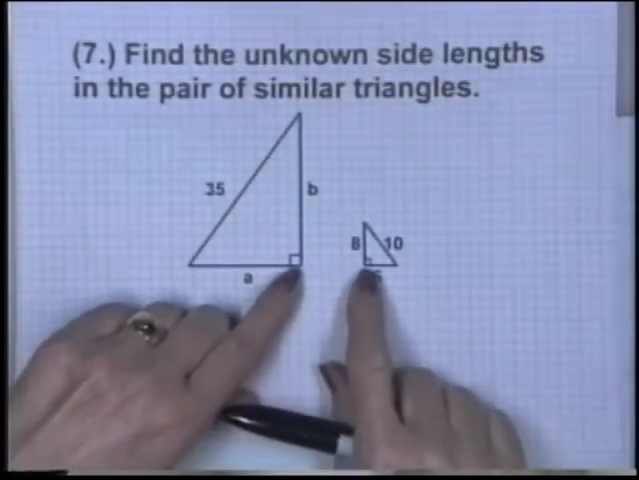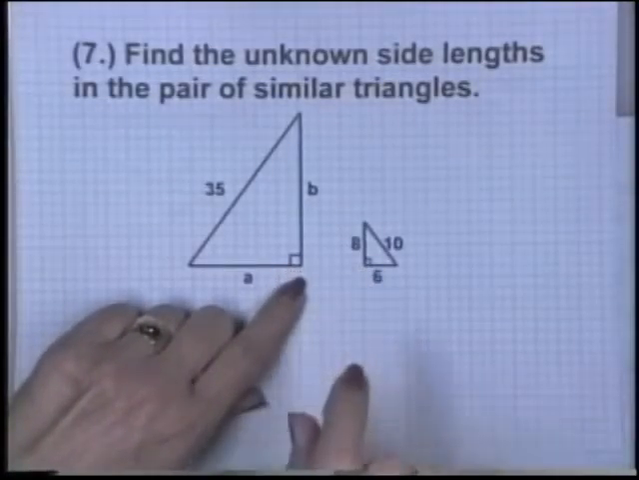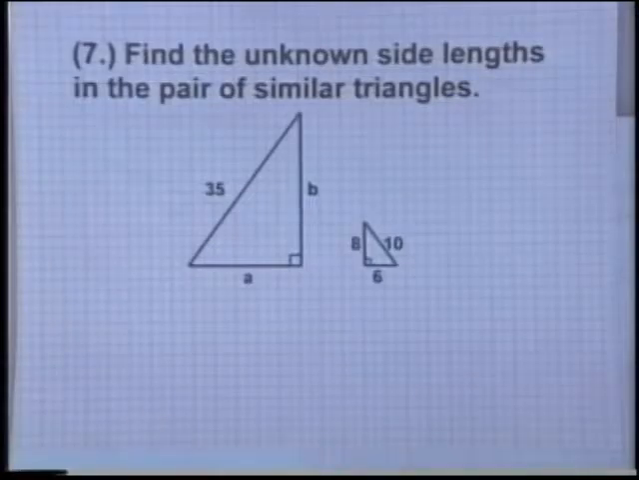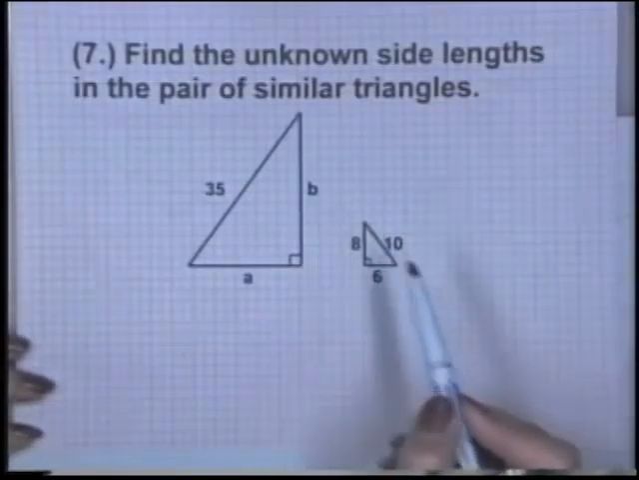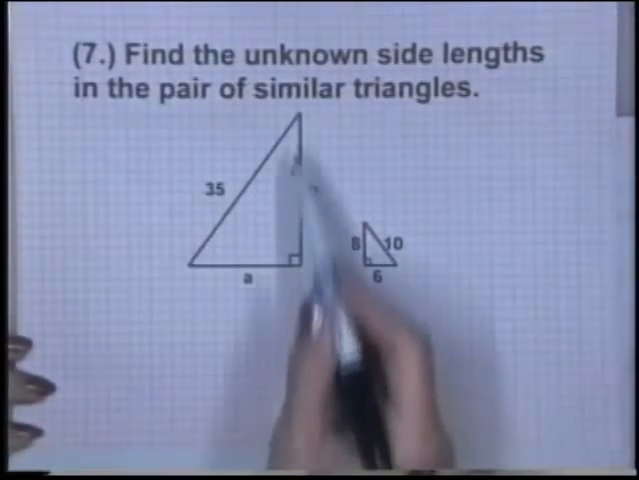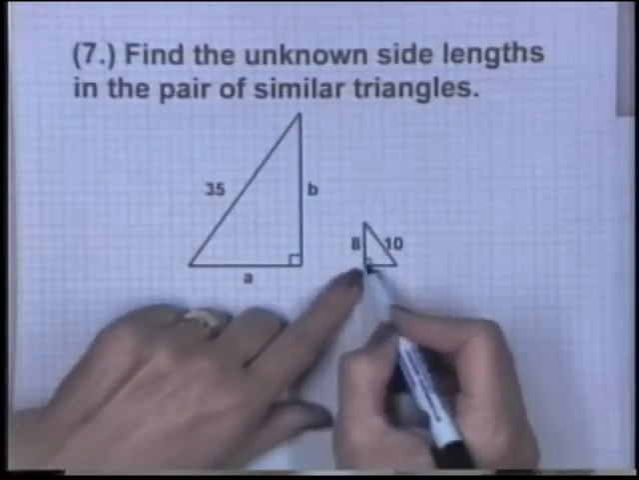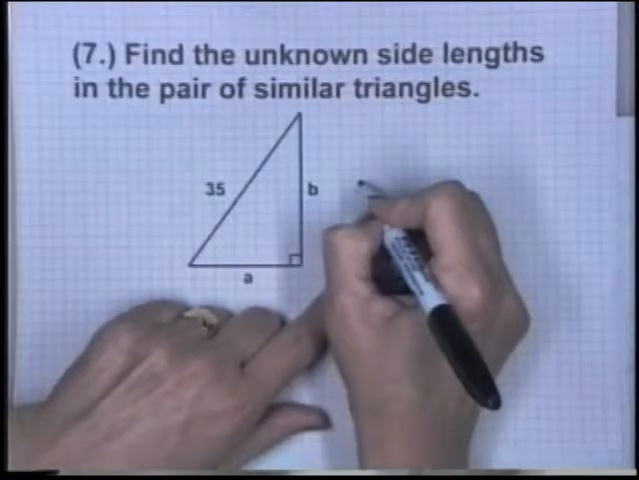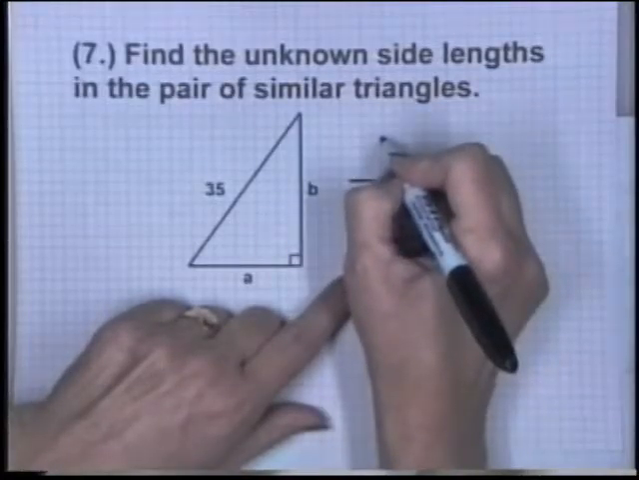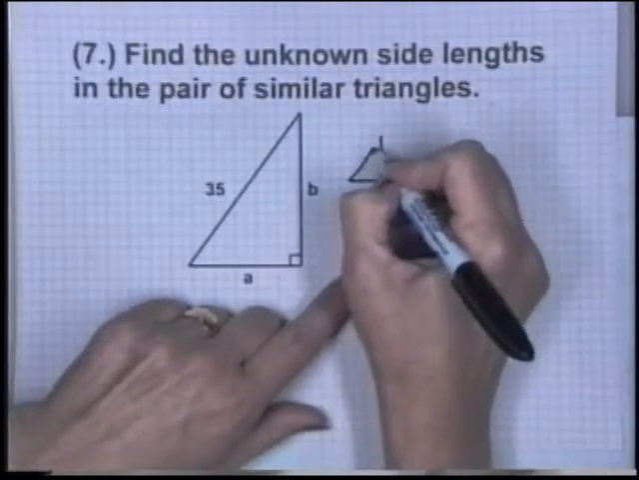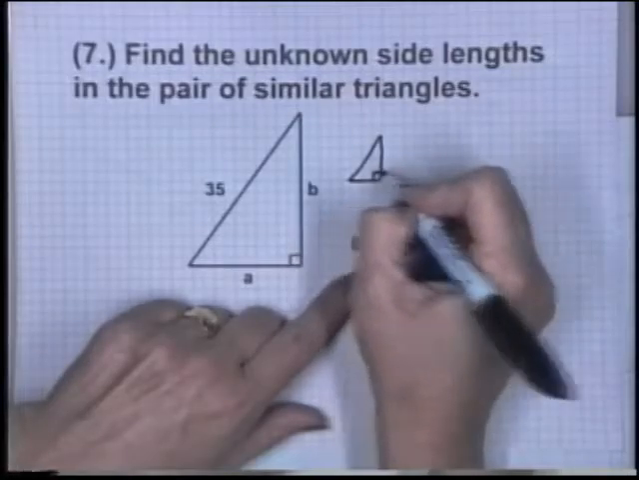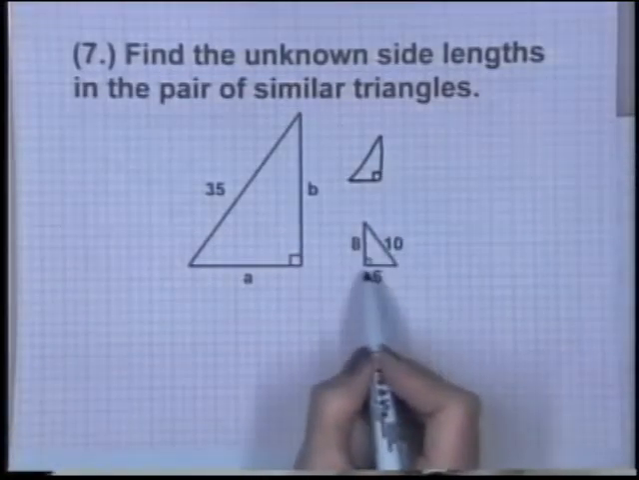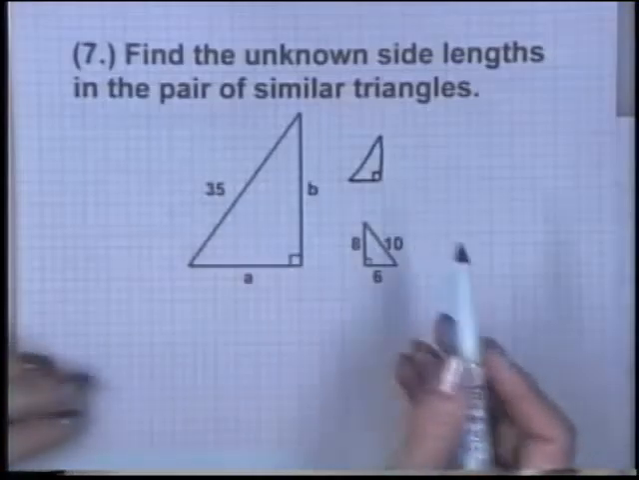Notice these are both right triangles, but don't let it throw you off that this one is turned a different way from this one. We could easily turn this triangle around, and when we did, it would look something like that. So if you're uncomfortable with it turned that way, then flip it over.